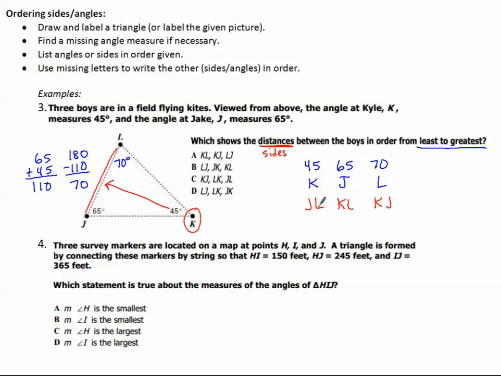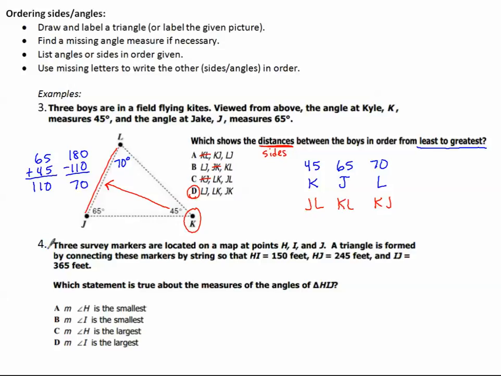Well, JL is not that. It is this. It's not that. It is this. JLLJ, same thing. Next, KL. That's not KL. This is, so this is the correct answer. Let's look at another one. So that was the fourth step: use the missing letters to write the other. That's what we did here.